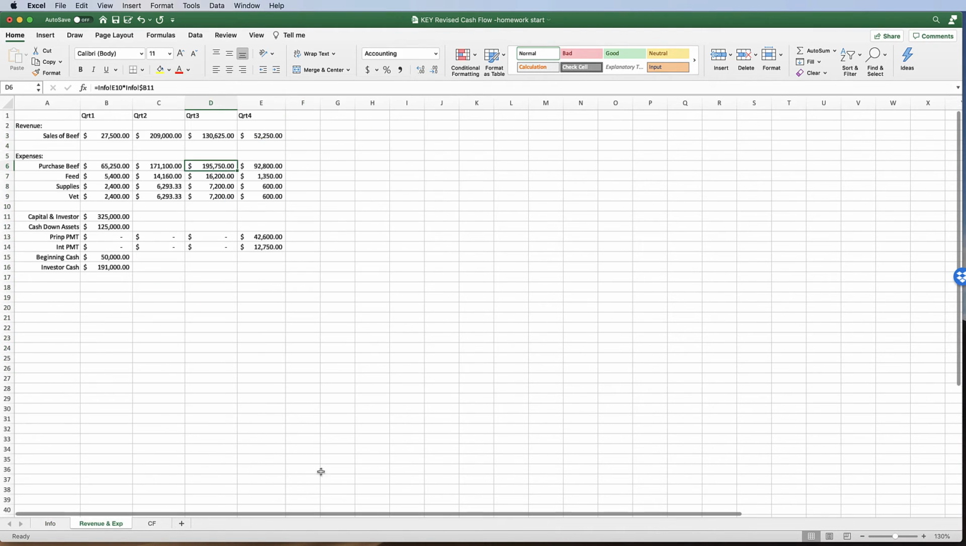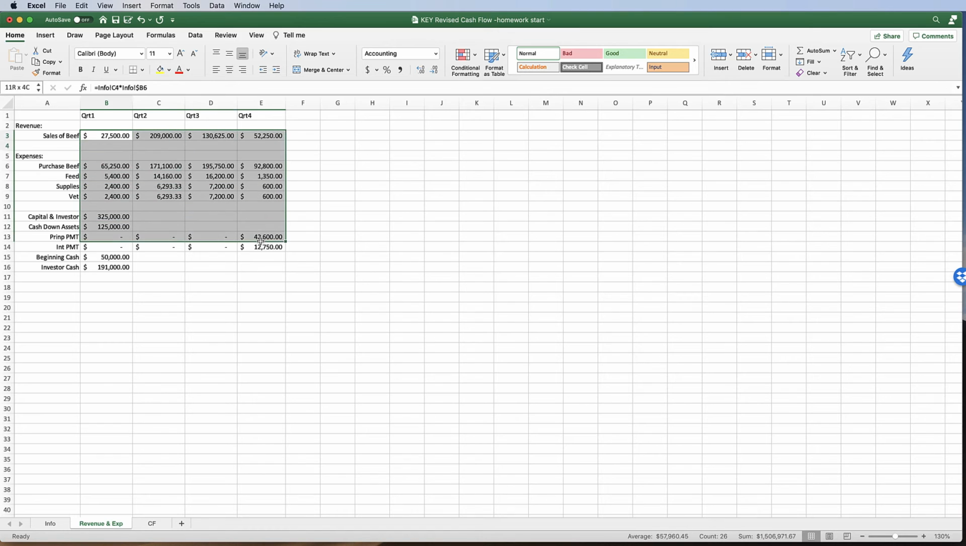Now, I'm going to go ahead and look at my revenue and expense sheet. That's going to give me sales in quarter one, which I didn't have before. I've also got more expenses in quarter one. And then you're going to go all the way through to quarter four.